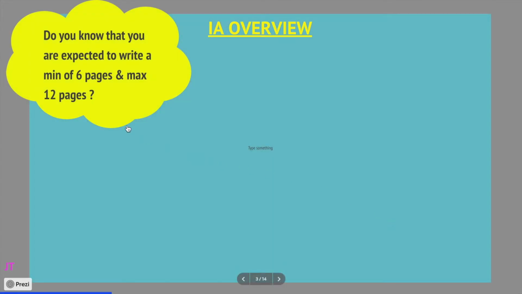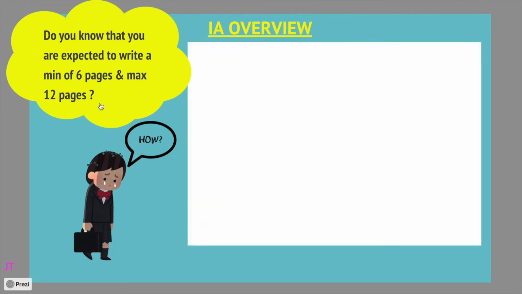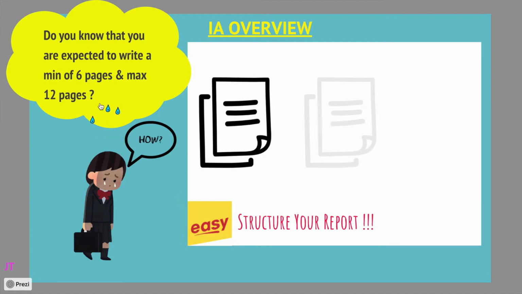Just a quick reminder that you are expected to write a minimum of 6 pages of your IA. And of course, as soon as students see this, they will have a common reaction, which is how? How will you be able to achieve that minimum number of pages? As far as I'm concerned, the easier way to do it is to always structure your report.